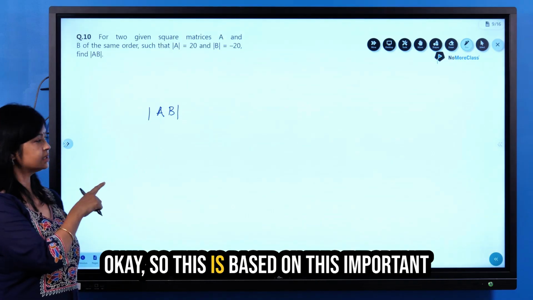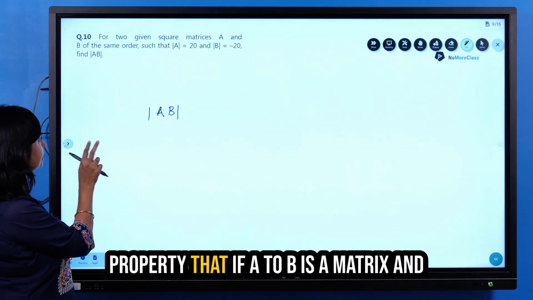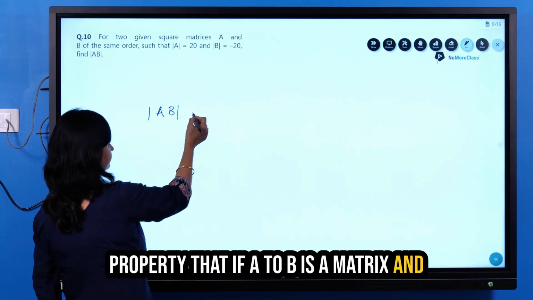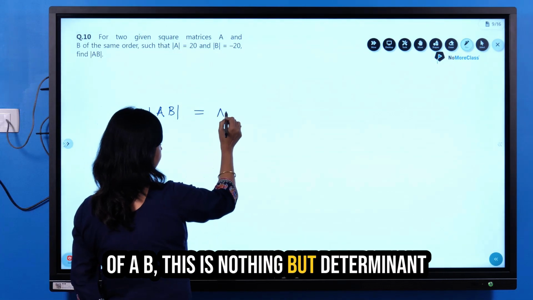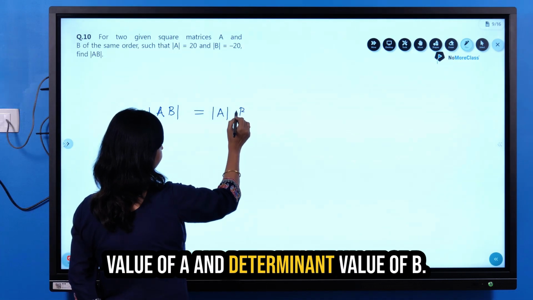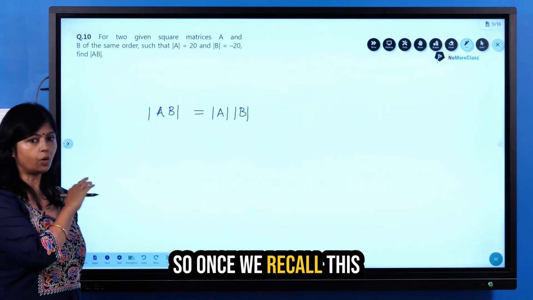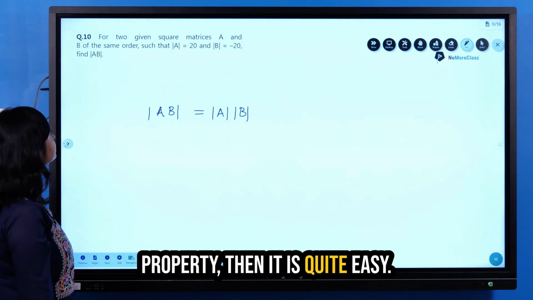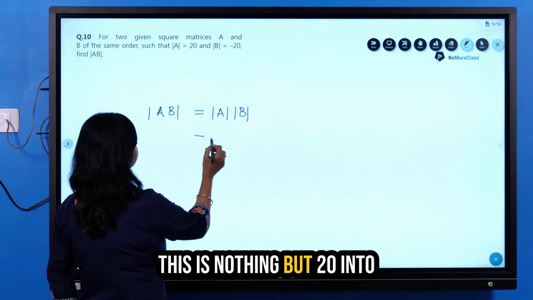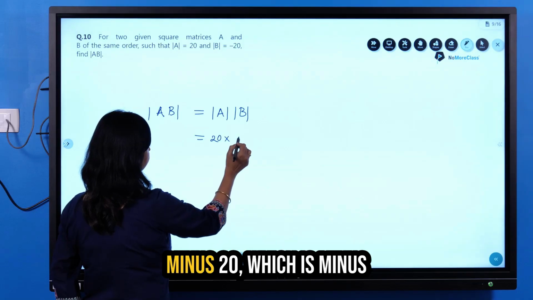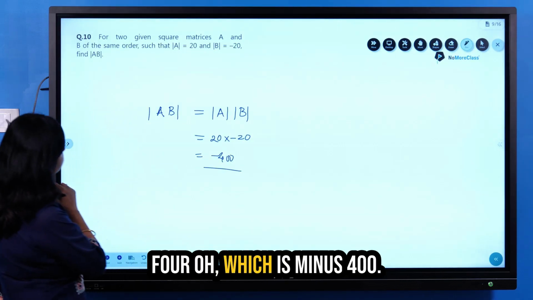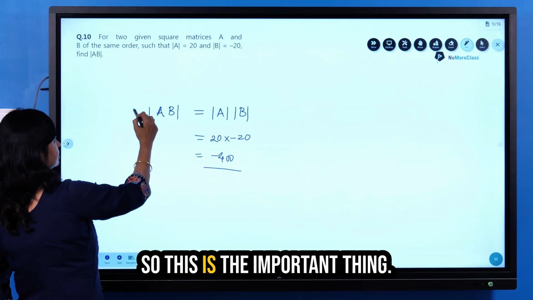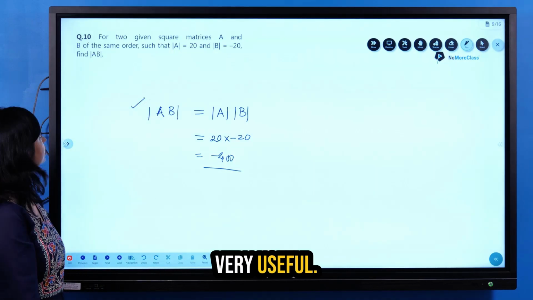This is based on an important property: if AB is a matrix and we have to find the determinant of AB, this is nothing but the determinant of A times the determinant of B. Once we recall this property, it is quite easy. This is nothing but 20 into minus 20, which is minus 400. This is the important thing, very useful.